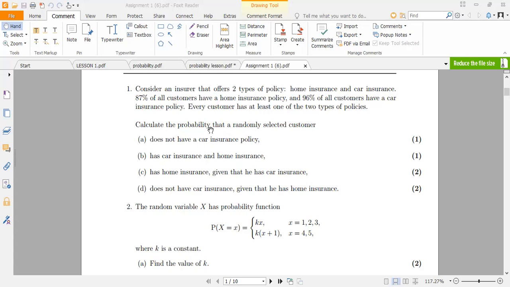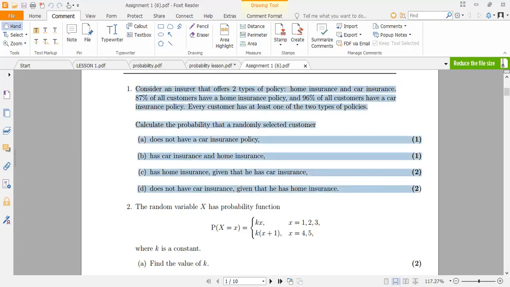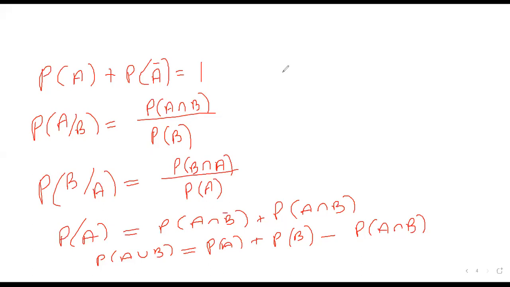Number one, calculate the probability that a randomly selected customer does not have a car insurance, has a car insurance and home insurance, has home insurance given he has a car insurance, does not have a car insurance given that he has a home insurance. So we're going to analyze this question and break it down from what we've just learned. I must mention that the word or is the same as union, set or addition under probability. The word and is the same as intersection or multiplication under probability. So this is key to note.